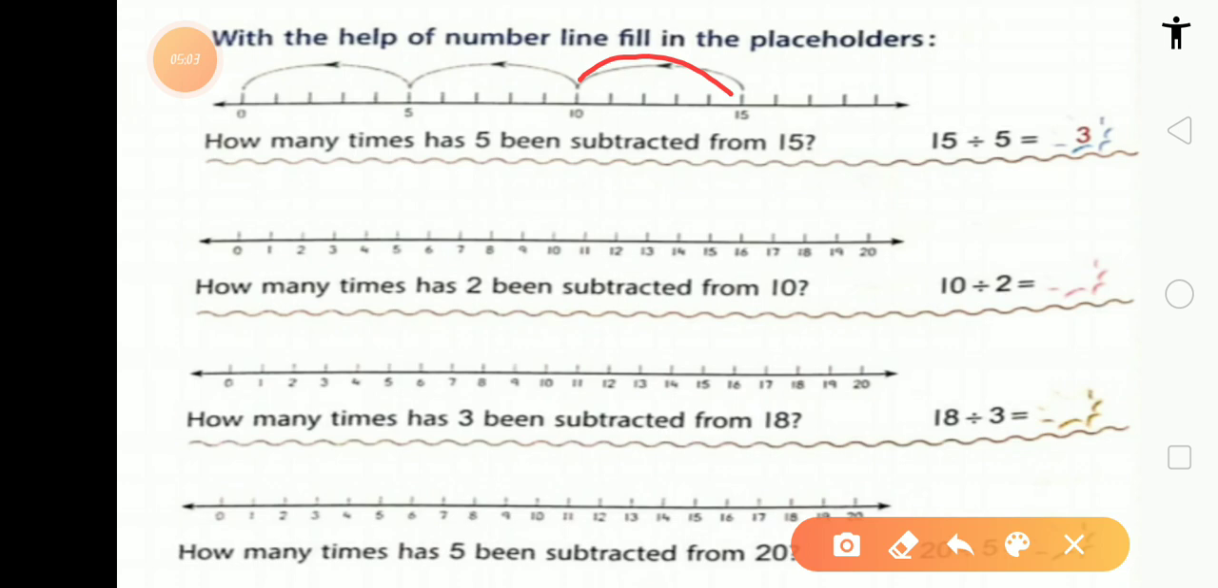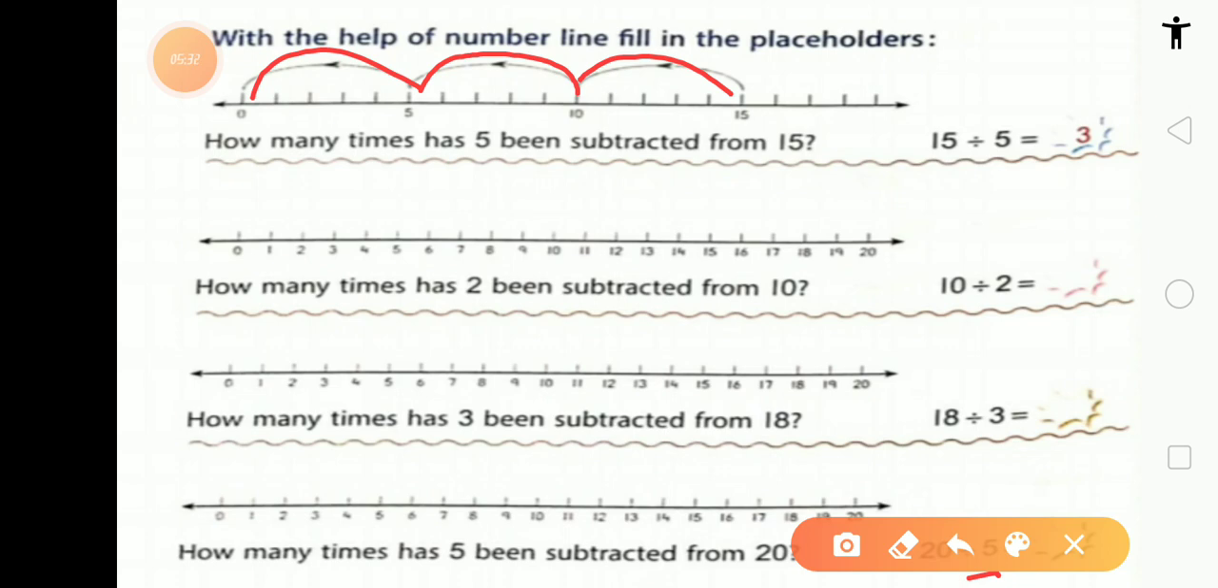Okay, we take 5 units, 1 2 3 4 and 5, and after that we continue the same. So how many jumps do we take? We take 3 jumps, right? The same as how many times has 2 been subtracted from 10. Okay, so 10 divided by 2, right?